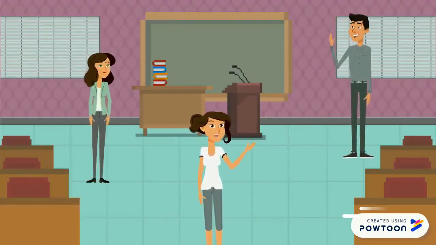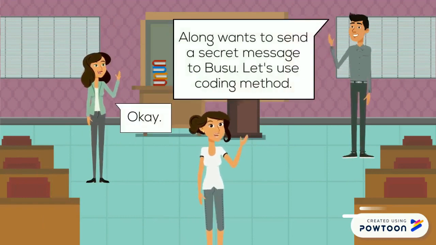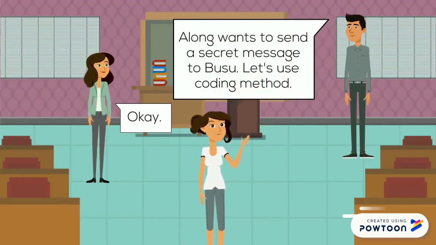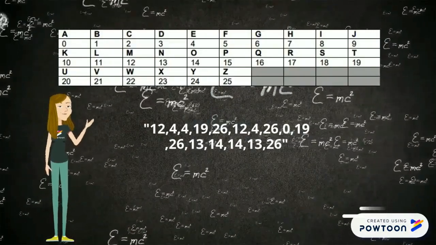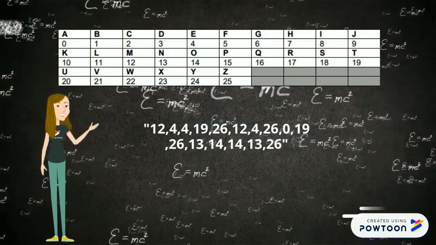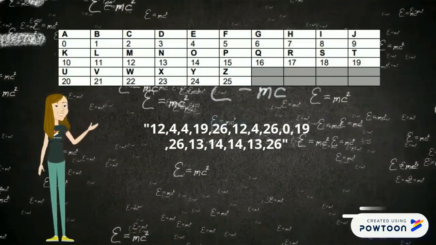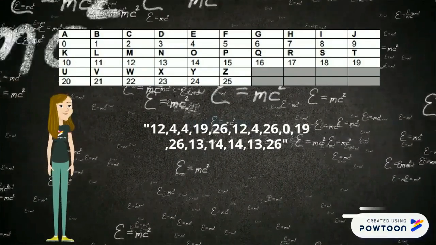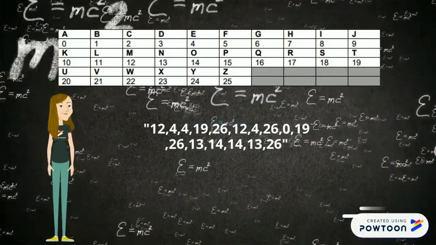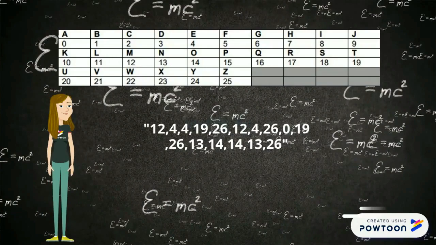In our situation, suppose Alung wants to send a secret message to Busu. Both agree to use the following coding method. This is a coding method. For example, if Alung wants to send "meet me at noon", then the message will be transformed into a set of numbers. Now, to make the message secret, Alung and Busu agree to use matrices as their encryption mechanism.